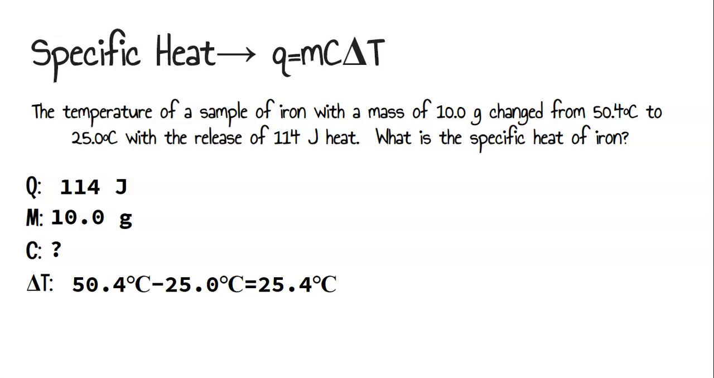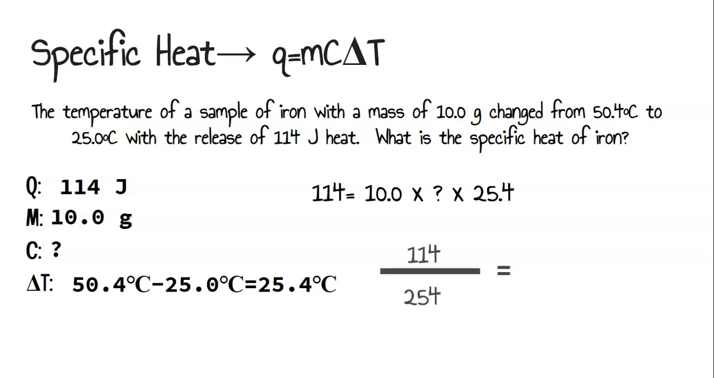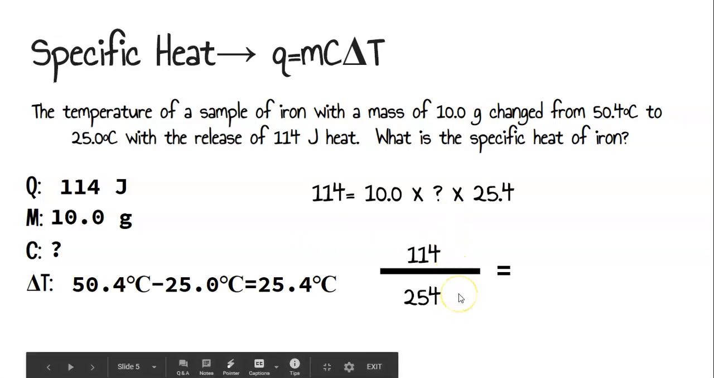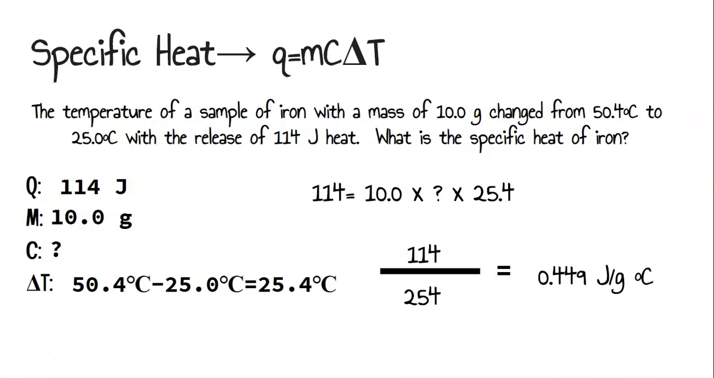But it's still the same problem, so I want to show you that. So here's my formula. 114 equals 10 times the question mark times 25.4. When I multiply 10 by 25.4, I get 254. To get my question mark by itself, I have to divide both sides by it, and my answer is 0.449 joules over gram degrees Celsius. So that's kind of how that works.